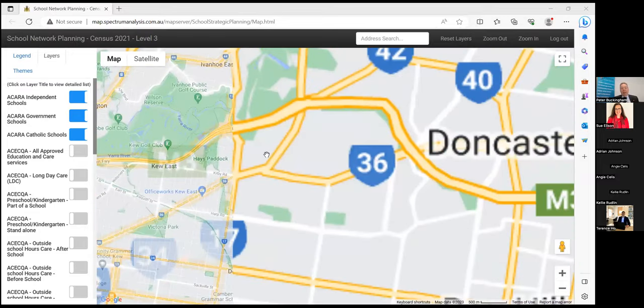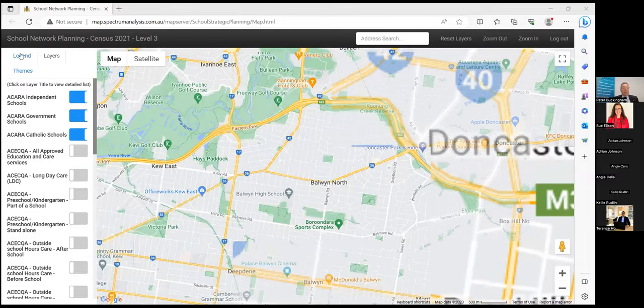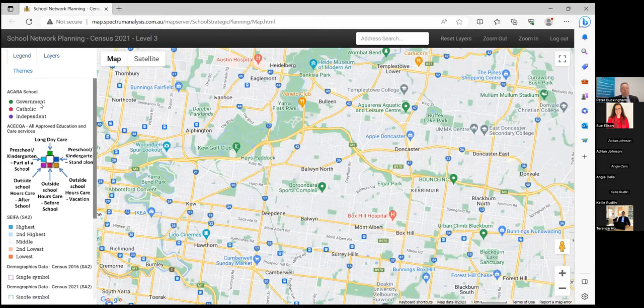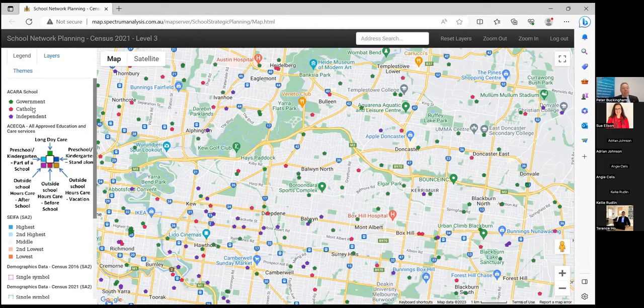So our system starts very much with legend. And the legend tells me, and once you've done this a couple of times, you'll rarely ever go back to the legend. Green dots are government, red dots are Catholic, purple dots are independent. When we actually go and look at daycare centres, they all have a white square. And depending where the blue or the other colour is, we pretty quickly know if it's a green square above, it's a long daycare centre.